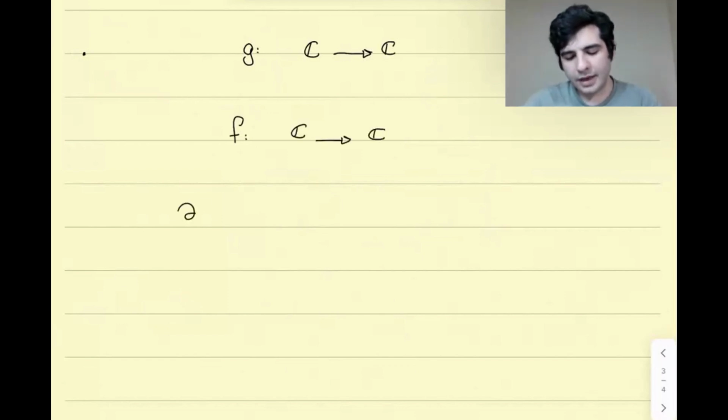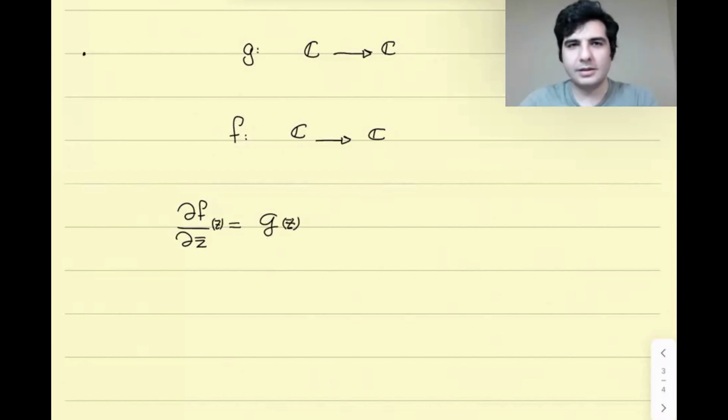We were considering the case where we have a function g given from C to C, and we were looking for a function f from C to C, so that derivative of f with respect to z bar is equal to the given function g. So at any point z, we have this equality. So this is the complex version, right?